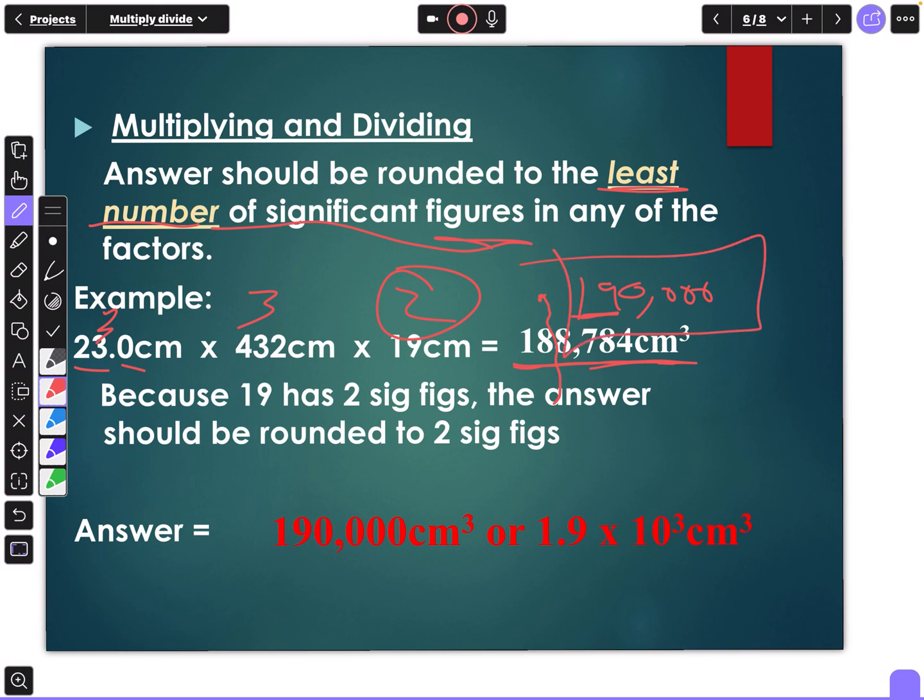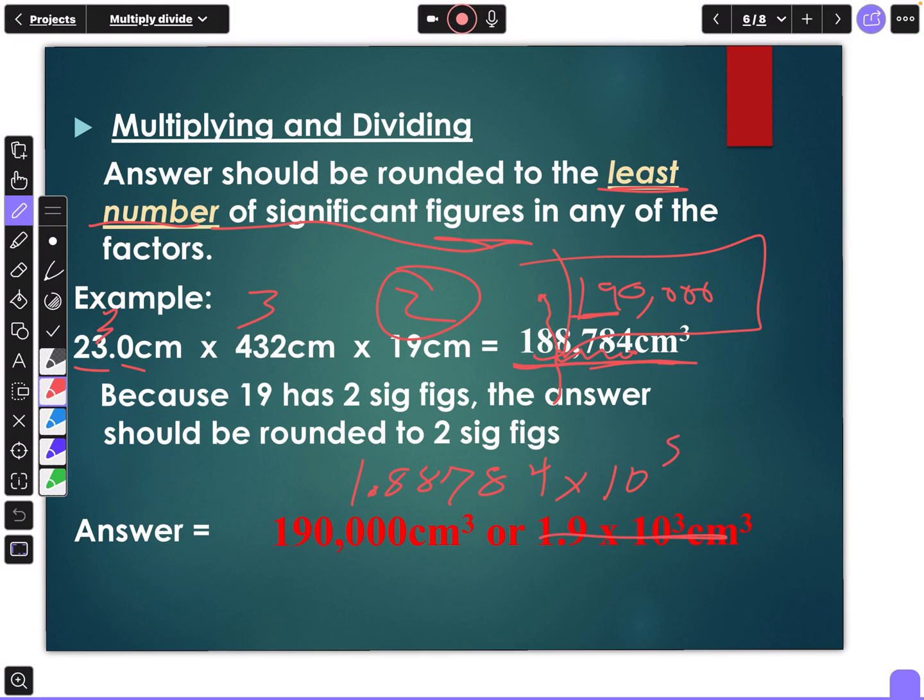But if it's kind of hard to look at it that way, sometimes if you have a number that's got 4 or 5 significant figures, like 188,784, and you want to round it to a lower number of significant figures, put it in scientific notation. If I put 188,784 in scientific notation, it would be 1.88784 times 10 to the, see if I move my decimal from the end, 1, 2, 3, 4, 5 places.